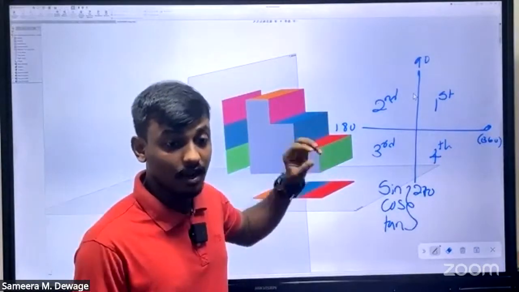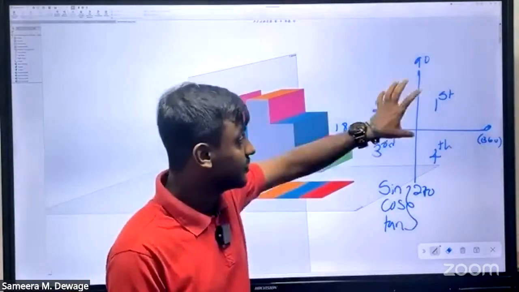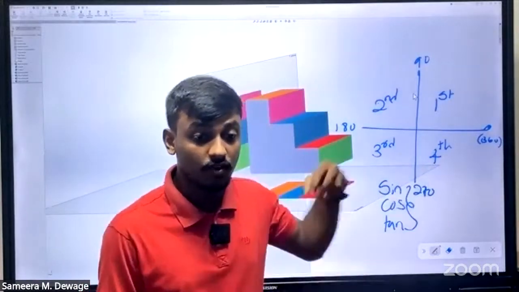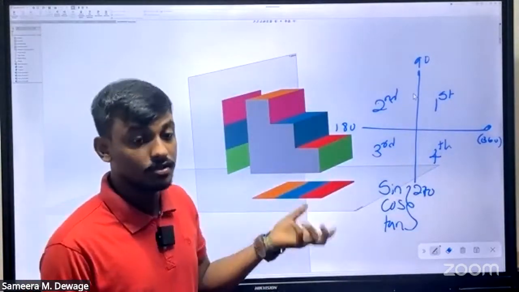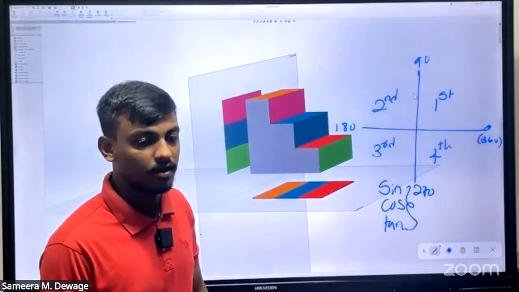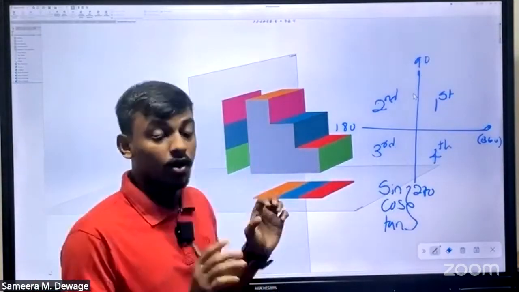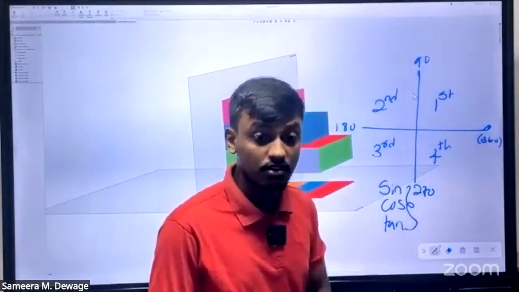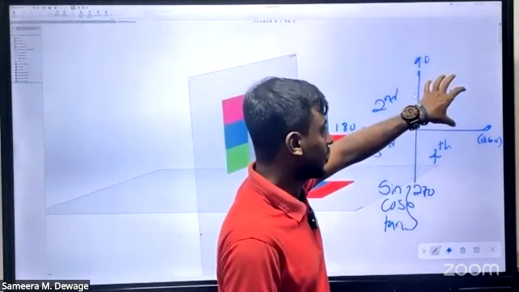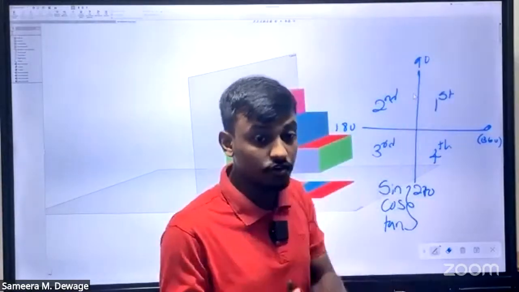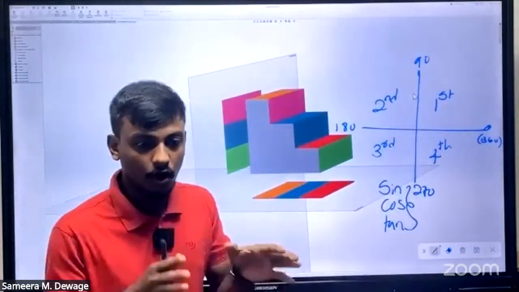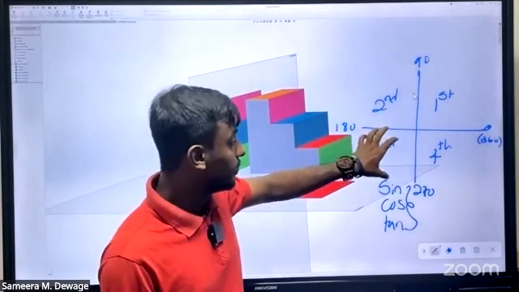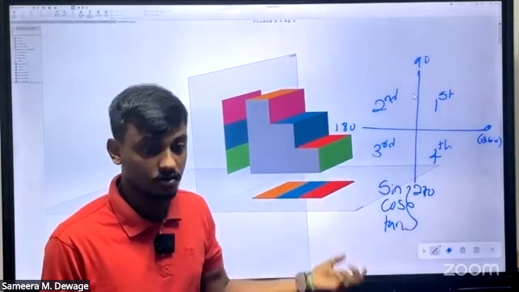We only need this quadrant system to understand what is first angle projection and what is third angle projection, right? Under first angle projection, we place our object on the first quadrant. In third angle projection, we place our object on the third quadrant, right?